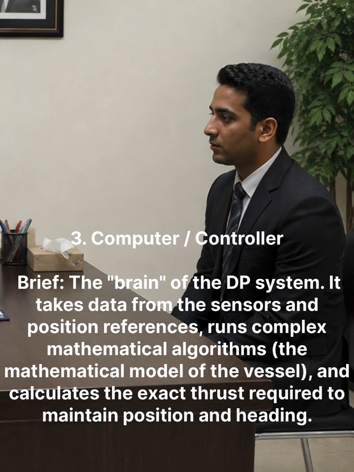3. Computer/controller brief, the brain of the DP system. It takes data from the sensors and position references, runs complex mathematical algorithms, the mathematical model of the vessel, and calculates the exact thrust required to maintain position and heading.